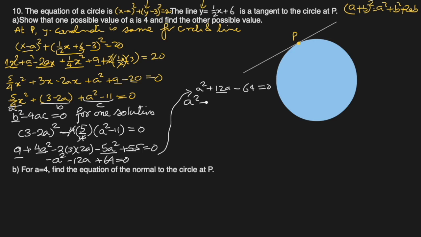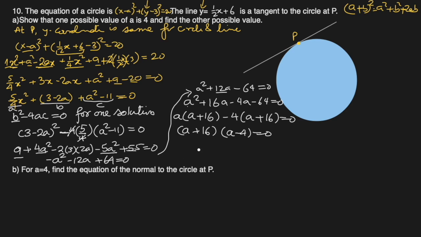So a square, 16a minus 4a minus 64 equal to 0. A is taken common here, a plus 16, minus 4 taken common here, a plus 16 equal to 0. And the two factors will become a plus 16, which is in both. What is left? A minus 4 equal to 0. So this gives us a equal to negative 16. This gives us a equal to 4.